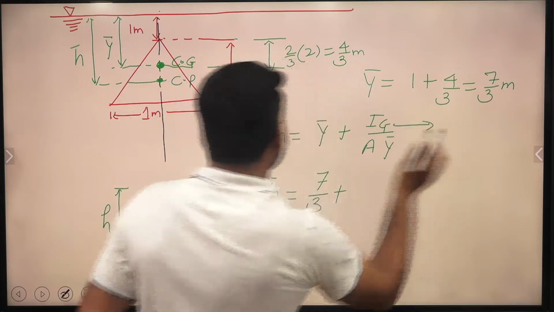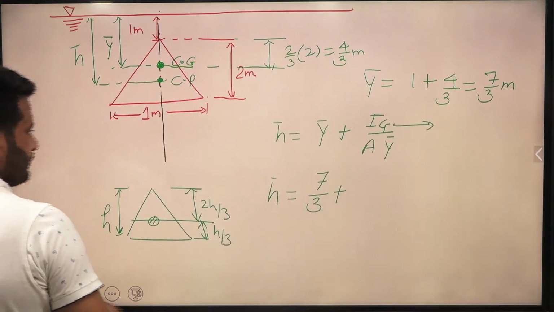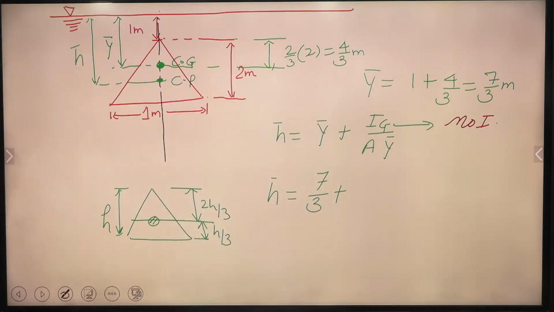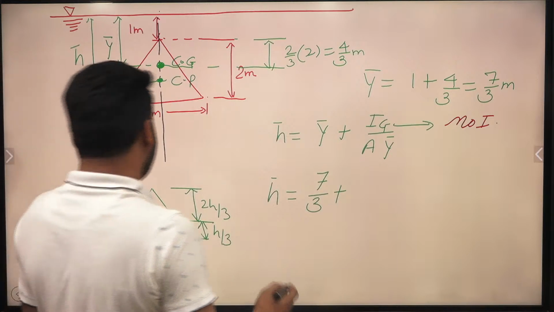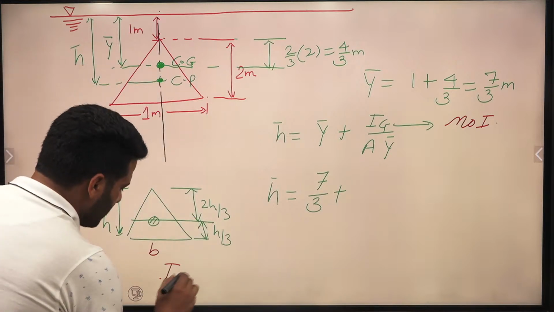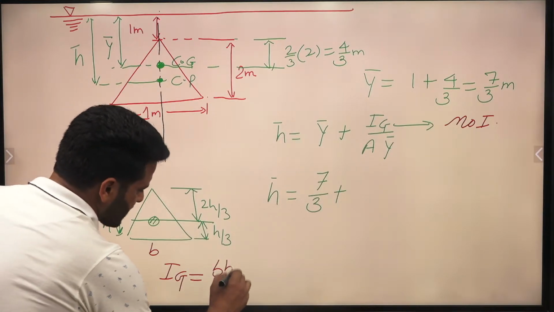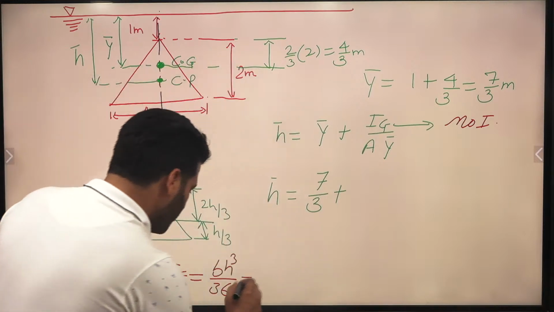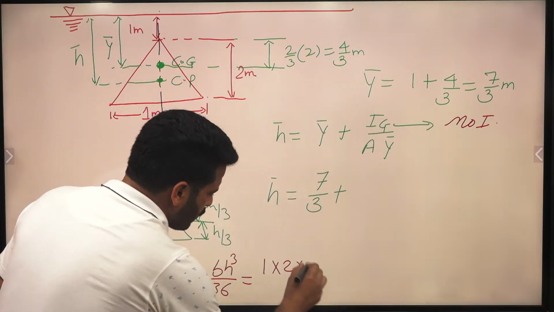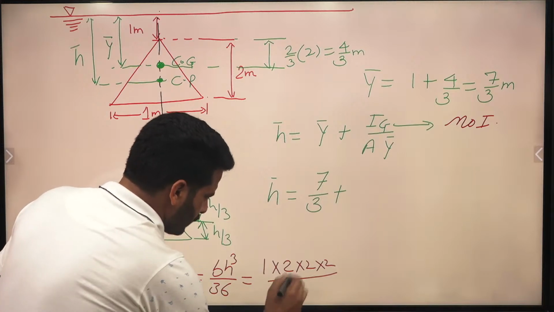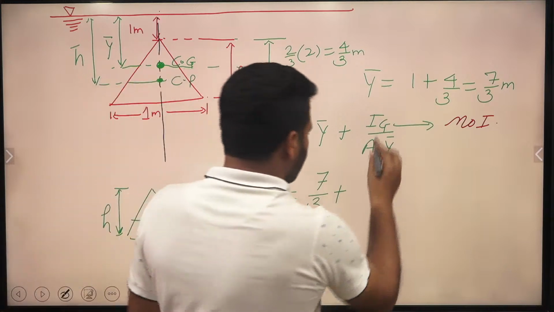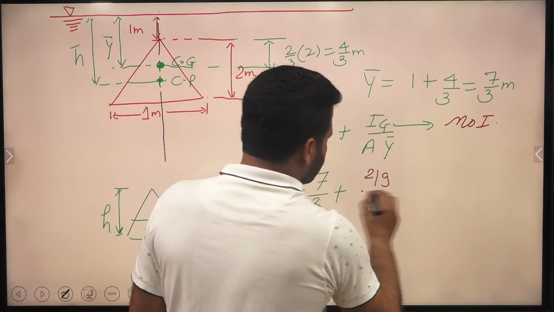What is Ig? Ig is the moment of inertia about the centroid of this figure, and parallel to the free water surface. For this triangle, suppose this is your B, Ig will be BH cube upon 36. Let me solve this one. B is 1 meter, H is 2. So 2 over 36, which is 1 by 18... I am putting it as it is, Ig is 2 by 9.